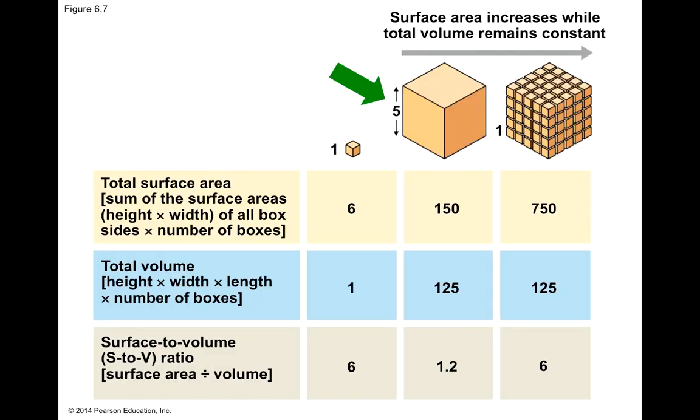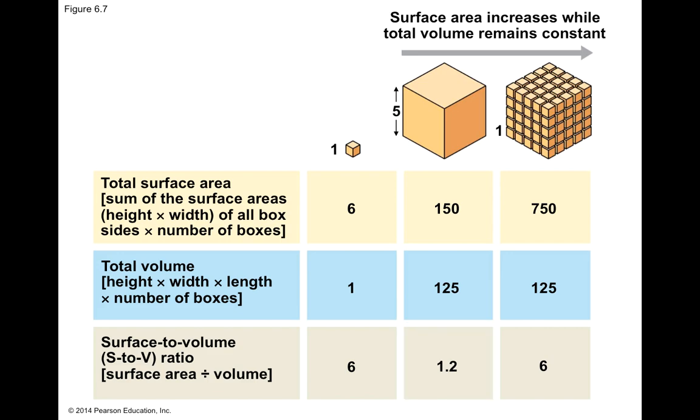Looking at the next cell that's larger and has a measurement of 5 units, the surface area would be 5 units times 5 units times 6 sides, which is equal to 150. The volume would be 5 times 5 times 5 times 1 box, which is equal to 125. Dividing the two numbers to get the ratio would give you 1.2. The bigger the ratio, the more efficient the cell is. Therefore, the smaller cell with the ratio of 6 is more efficient.